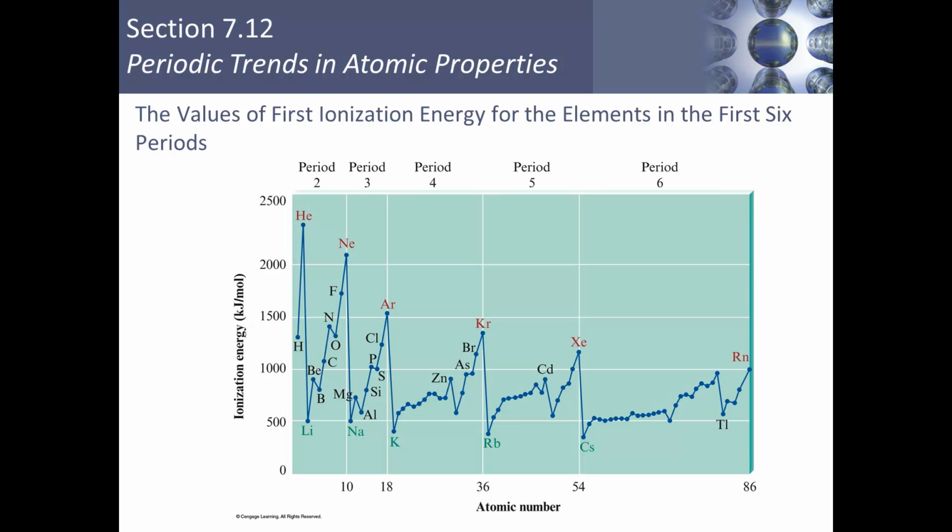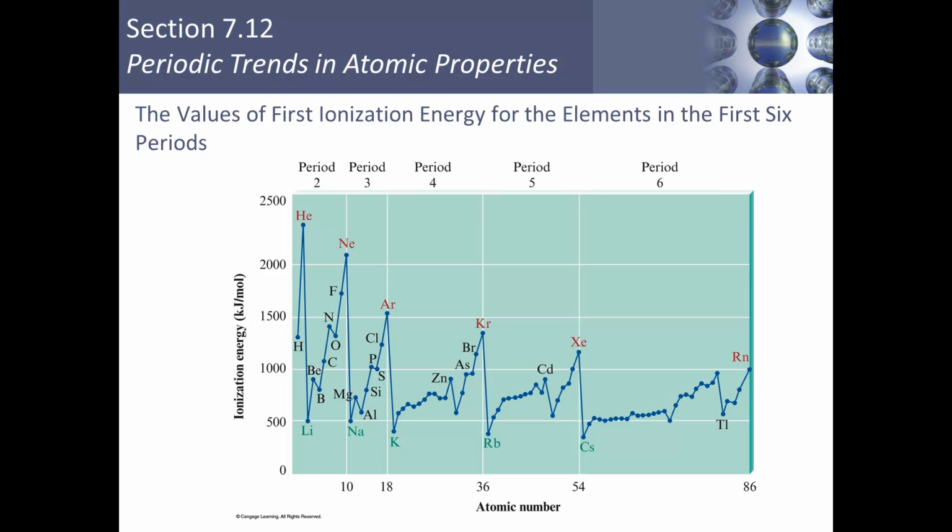There's a slight decrease going from beryllium to boron because in boron we're removing an electron from a p orbital, which is higher in energy, and so we have this lower ionization energy. It's easier to remove that electron, which is further away in the p orbital. Then going from boron to carbon to nitrogen, we see the increase in ionization energy going across the period.